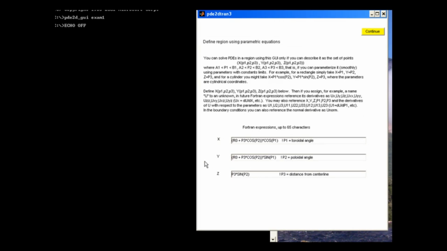Now here we define the 3D region using parametric equations. When I said earlier that PDE-2D solves problems in a wide range of simple 3D regions, that means any region that can be defined with x, y, and z as functions of parameters p1, p2, p3 with constant limits on the parameters. So for example, p1, p2, p3 could be cylindrical coordinates r, theta, and z, or spherical coordinates. Here we are using toroidal coordinates where p1 is the toroidal major angle, p2 is the poloidal minor angle, and p3 is the distance from the center line.